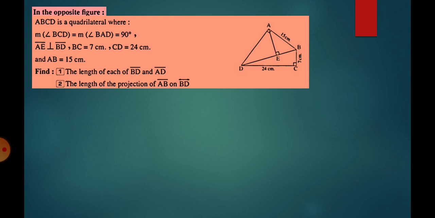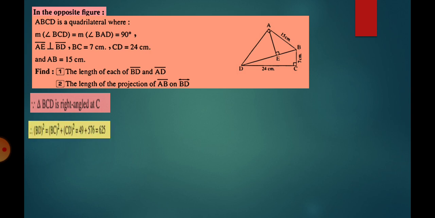Then we can find BD as BD power 2 equals BC power 2 plus CD power 2. BD power 2 equals 7 power 2 plus 24 power 2, equals 625. Then we can find the length of BD by square root of 625, equals 25. What about AD?